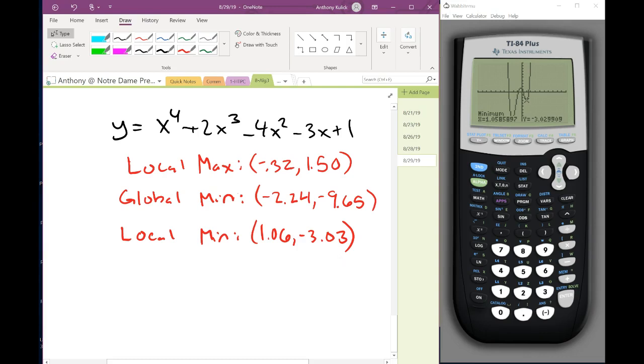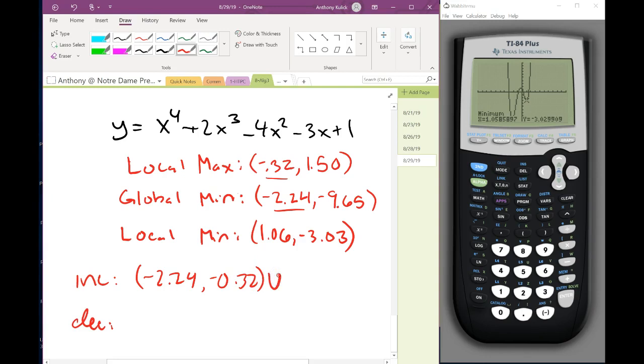So if I want to find my intervals of increasing and decreasing, notice that there is no constant interval here. We just have increasing and decreasing. My increasing sections go from my global minimum up to my local maximum. You guys agree with that? That this section from global minimum to local maximum is uphill? Okay. So my global minimum is at negative 2.24, and my local maximum is at negative 0.32.